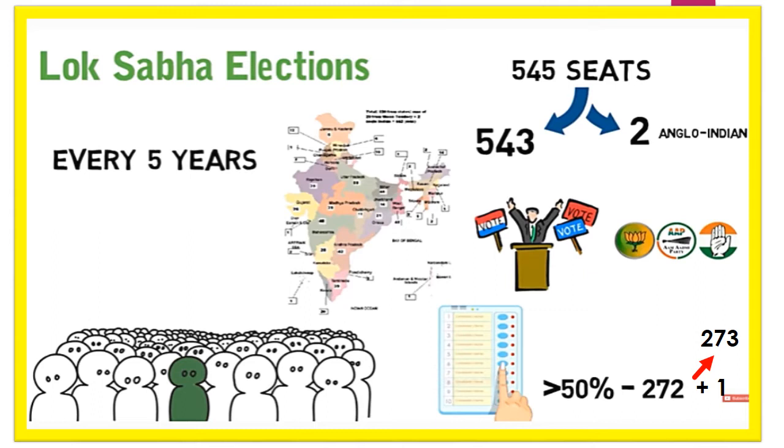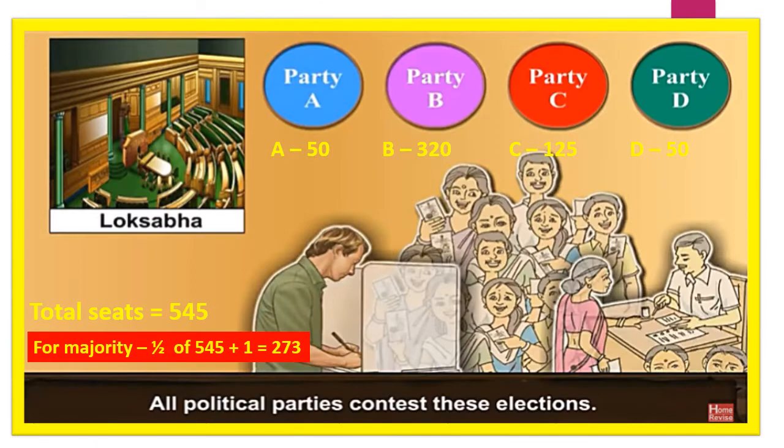They'll be called Members of Parliament or MPs. As I told you, all political parties contest elections, and after the elections the votes are counted. Like here, party A we can see gets 50 seats, party B gets 320 seats, party C gets 125 seats, and party D gets 50 seats. So who is the winner? Obviously party B, because it has secured the magic number of half of 545 plus 1, that is 273, and they will form the government. So party B will form the government.